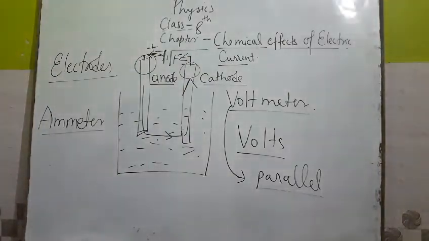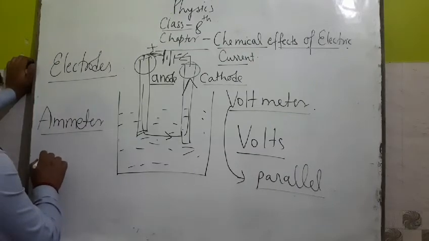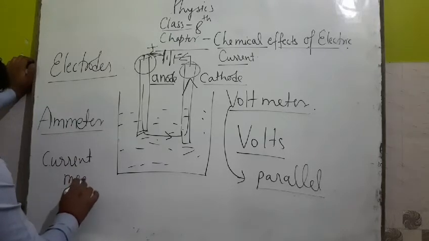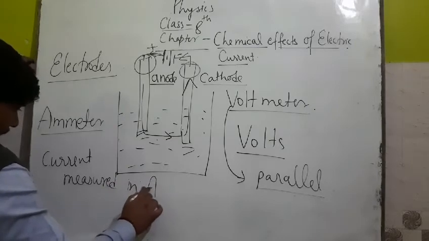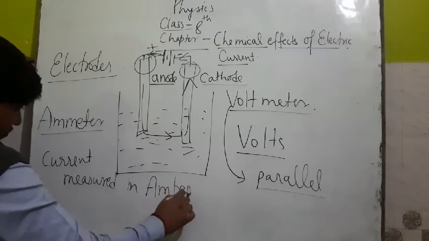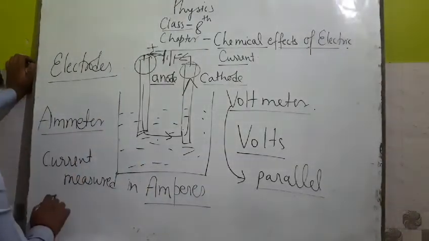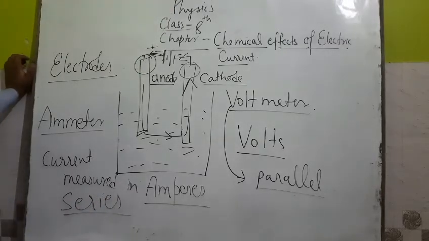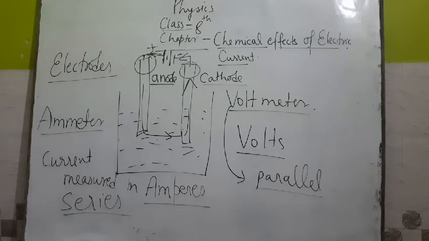Understood? Okay. And this current is measured in ampere. Okay, you know that this is the unit of current, and this ammeter is always connected in the circuit in series manner. Understood? So you have to learn this. This is series and this is parallel. Okay, note it.